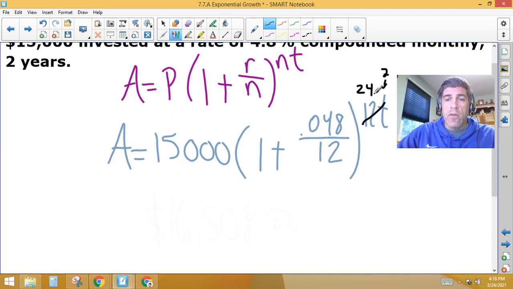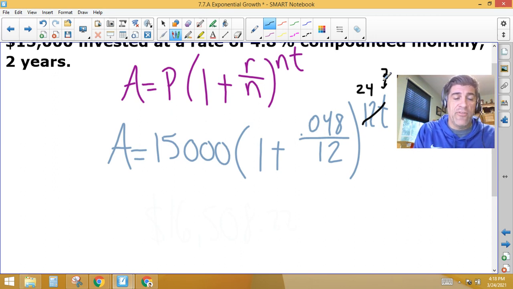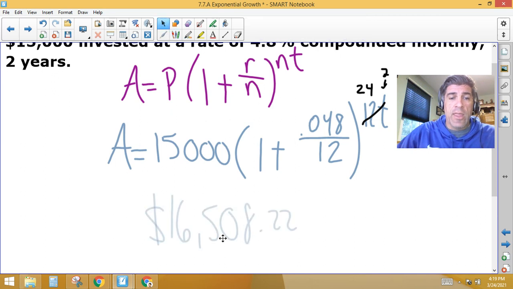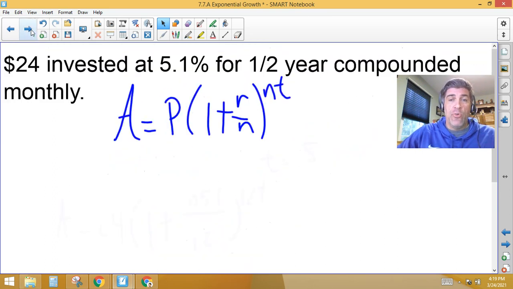Okay. So now comes the time when you have to enter this in the calculator very carefully. You have to enter exactly as you see it, no matter what kind of calculator. I'm using my phone calculator. I'm just going to hit 15,000, parenthesis, 1 plus 0.048 divided by 12, end parenthesis, caret button, 24. And since it's money, I'm going to need to round it. I get $16,508.22.